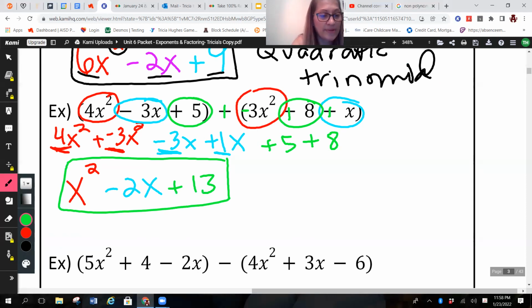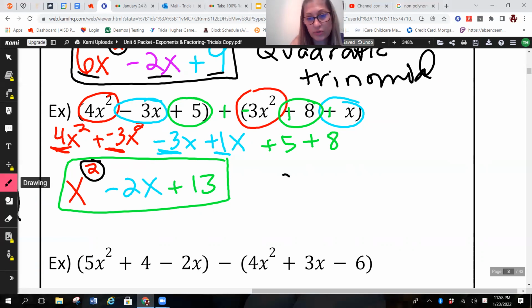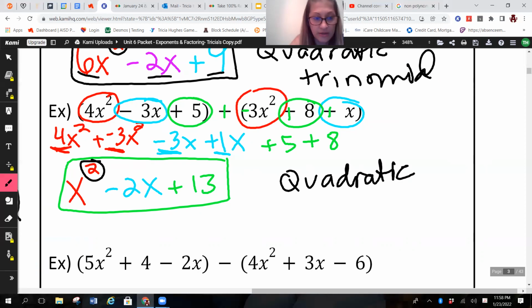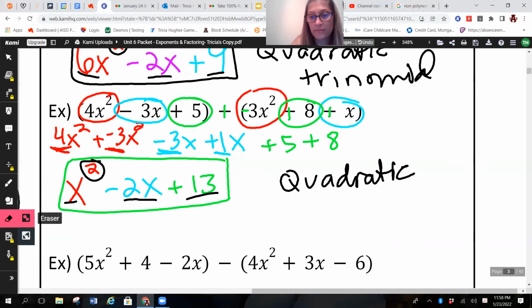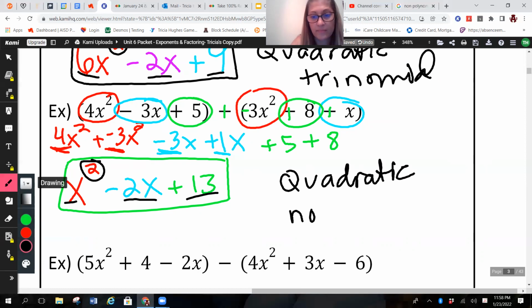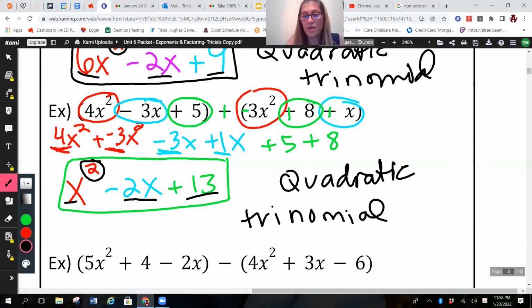Now, it just so happens that we're getting the same answer, guys. Yes, this is still a 2. It's still a quadratic. Yes, this still has 3 terms. Trinomial. Oops. Can't even spell trinomial anymore. There we go. Trinomial. Okay.